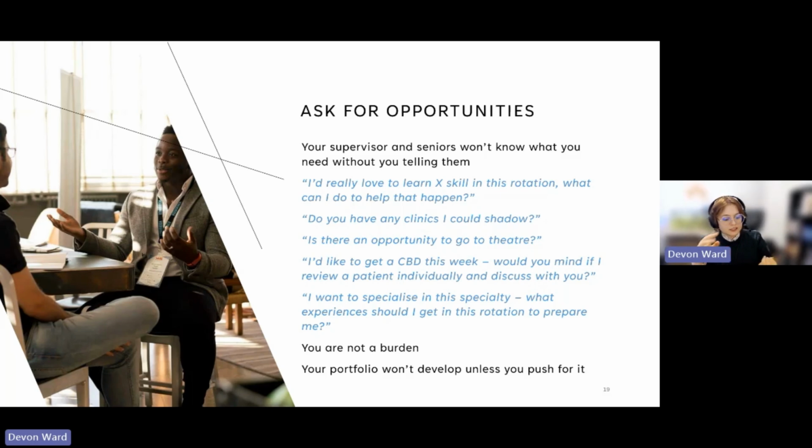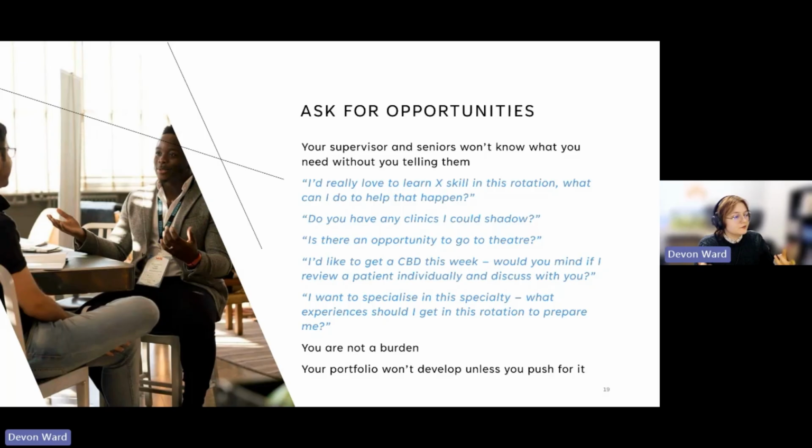I've said here about asking if there's clinics, asking if there's theatre opportunities. And I think the last one's particularly important: if you want to specialise in that specialty, or even if you're just considering it, ask one of the seniors in the specialty, what experiences do I need to get in this rotation to prepare me or to prepare my application?